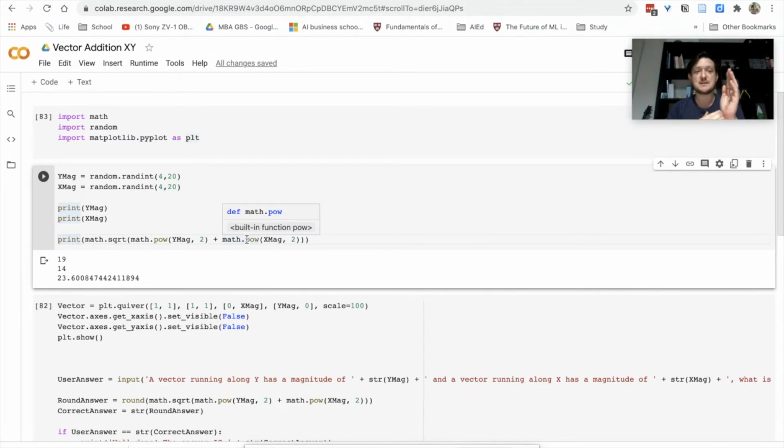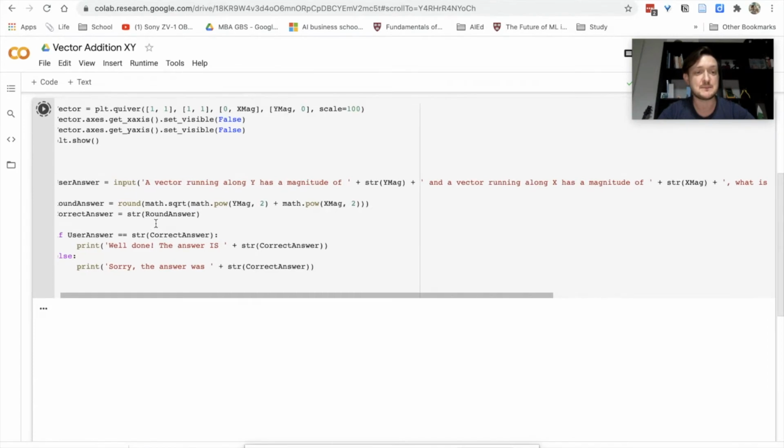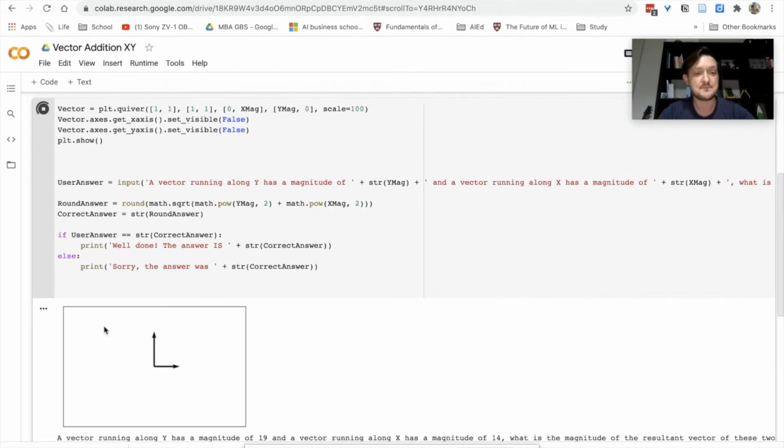I'm just using trig, working out the magnitude of the resultant vector if I've got these two positive vectors along the y and the x-axis. I can see that that's 23.6. That allows me to cheat and run that in my head, so that'd be 24.